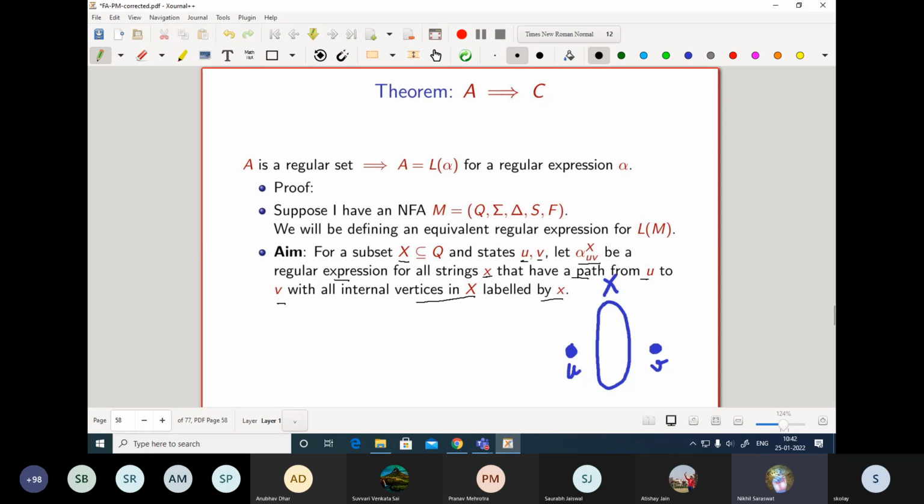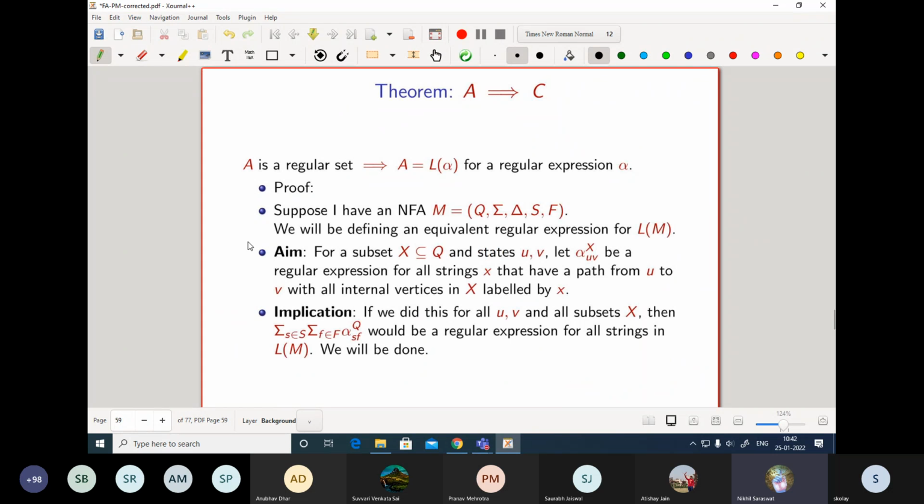So look at all the strings x such that they correspond to paths labeled by x, where the paths start in U and end in V, and all internal vertices belong to X. Now, it is possible that U or V or both of them could belong to X. That is possible. But all internal vertices of these paths belong to X. We aim to find a regular expression alpha X UV that matches all these strings, this set of strings.